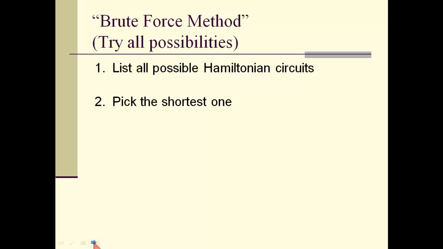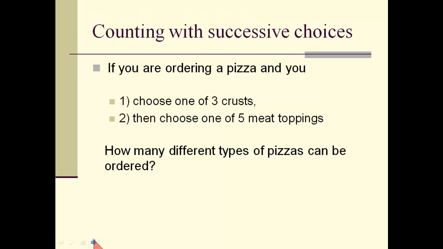Let's check out how much work this might be. First, let's take a detour into a branch of mathematics called combinatorics, which is just a fancy way of saying when you're counting possibilities, how many do you end up with? Suppose you're ordering pizza and you're going to choose one of the 3 types of crust the company offers, and then choose one of the 5 types of meat toppings the company offers. And the question is, how many different types of those pizzas can be ordered?